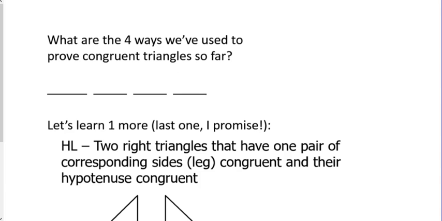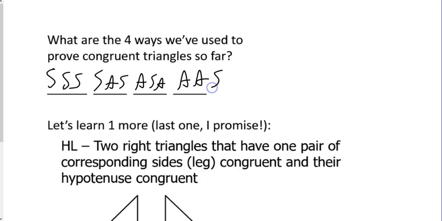So let's review. We learned about SSS: all three sides congruent on both triangles. We learned about SAS, which was an included angle. We learned about ASA, which was an included side. And we learned about AAS, angle, angle, side. And remember, order is very important here. SAS and ASA are not the same thing, even though the letters are the same.